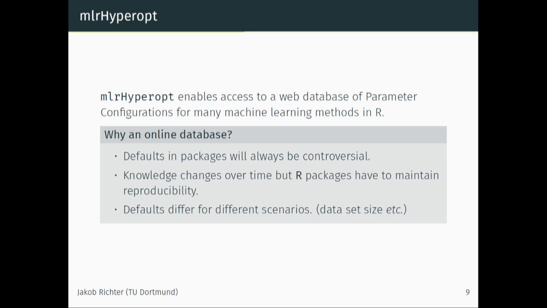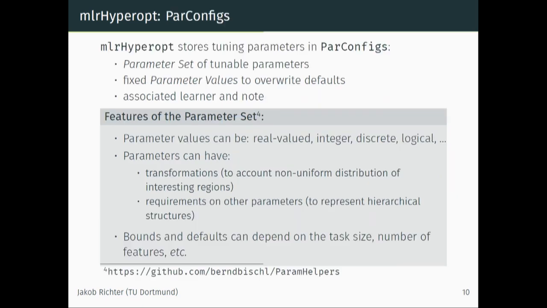And also the knowledge changes over time. There are still papers about the random forest on whether you have to tune the mtry value or not. It's still an ongoing discussion, so you can just upload what is, in your opinion, the best parameter set and then have it free for discussion. And also the defaults might differ for different scenarios. You might not always want to tune this value because it's really expensive, or there can be numerous reasons.